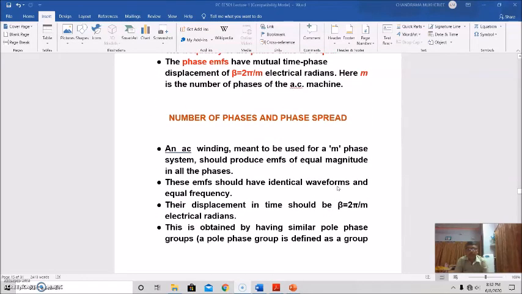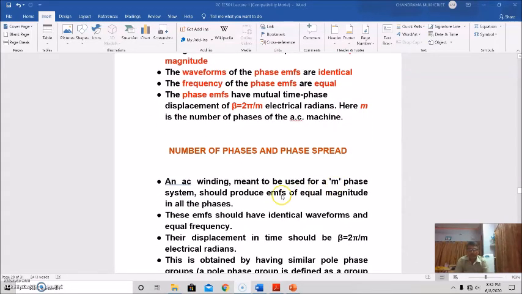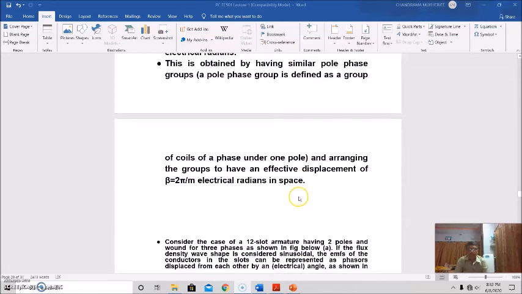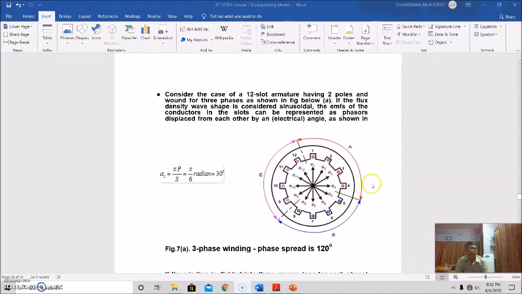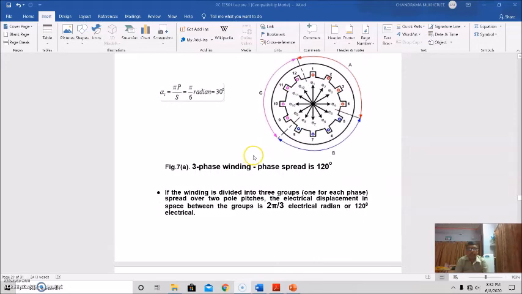Then we come to the point of phases, phase spread, and with two examples. We have taken one for a 12 slot, two pole, three-phase machine: how the conductors are spread over the periphery of the armature, how the EMF is generated, how the EMF per phase is summed up for each conductor, and how the phase sequence of the generated EMFs and the phase difference have been created.